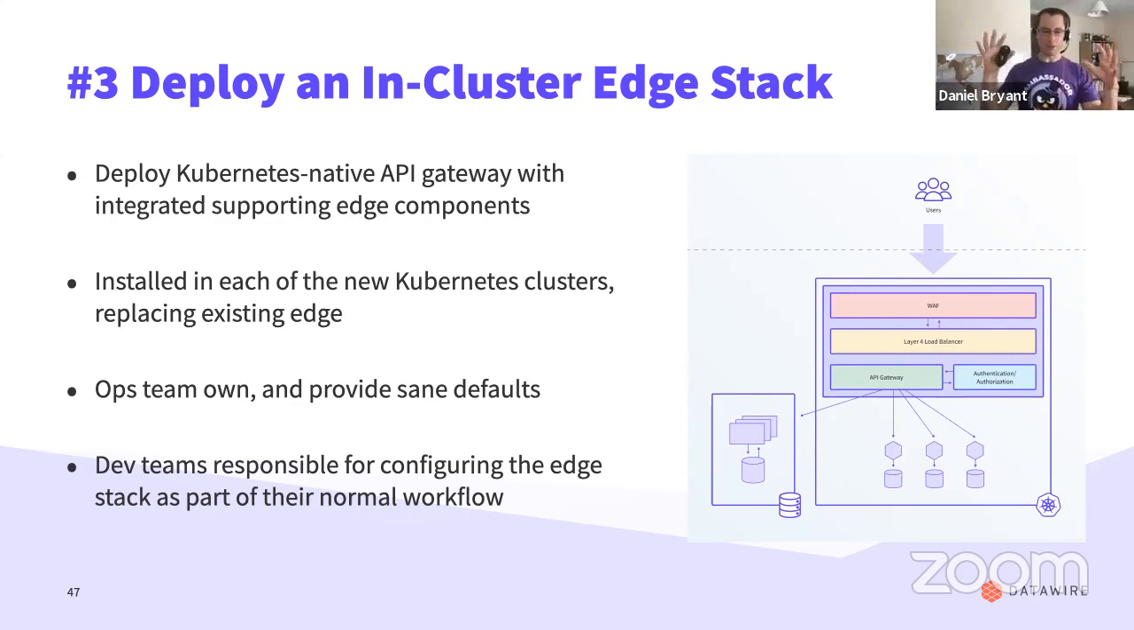The beauty of this is the ops team often manage the platform, they manage the API gateway and the WAF and so forth, but it's very easy for us as developers to code that YAML that says, this is how I want the gateway to work with my service. Because it's all in Kubernetes, you get all the benefits of being able to write all the functionality that you want into those config files. Often the ops team own these things and provide sane defaults, like maybe they enforce TLS everywhere, maybe they enforce that you must have authentication on every endpoint. But dev teams are responsible for configuring the edge stack as part of our normal workflow.